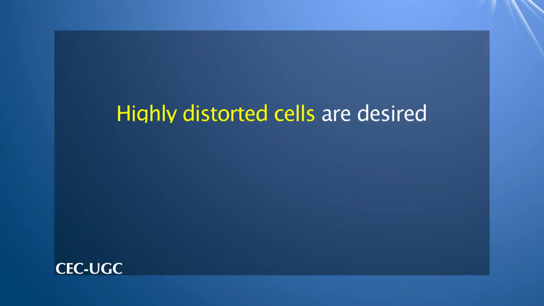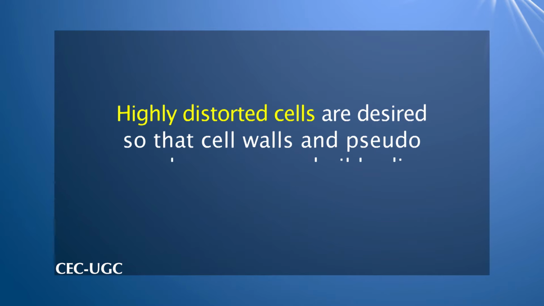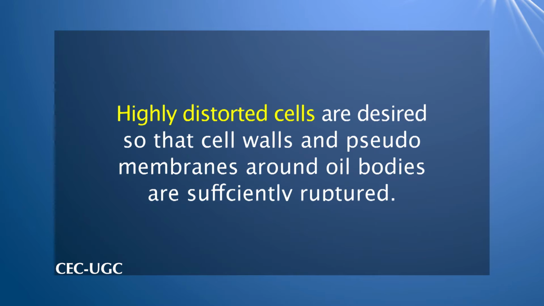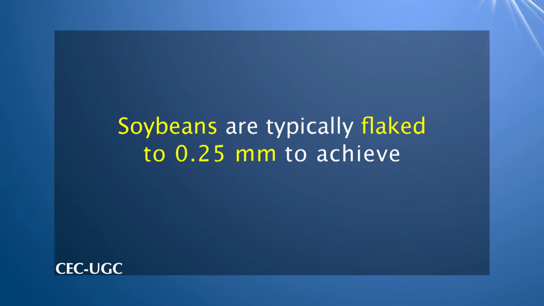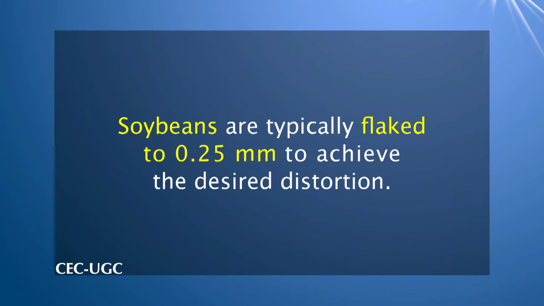Proper cracking and conditioning are important to achieve the desired cell distortion or cell rupture that is necessary for efficient extraction and to prevent production of excessive amounts of fine meal particles that impede proper flaking or extraction. Highly distorted cells are desired so that cell walls and pseudomembranes around oil bodies are sufficiently ruptured, and the oil can be easily contacted by the solvent and leached out. Soybeans are typically flaked to 0.25 mm to achieve the desired distortion.